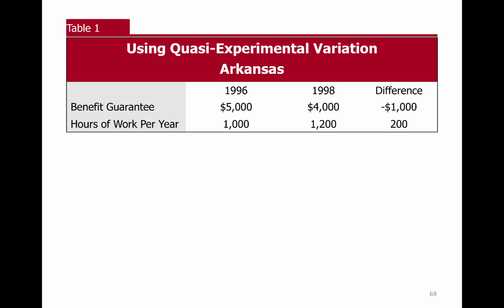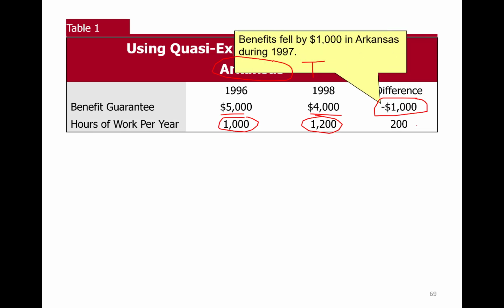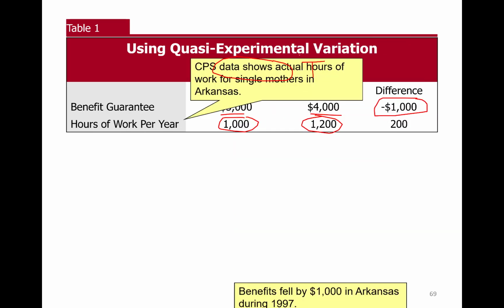So here are actual numbers, okay? So the benefit guarantee was $5,000 in 1996. And this is hours of work per year, 1,000 hours, before, after. So Arkansas is your treatment group, okay? So the benefit was cut from $5,000 to $4,000, a benefit cut of $1,000, negative 1,000. Hours of work has gone up by 200 hours, okay? So the difference is plus 200.